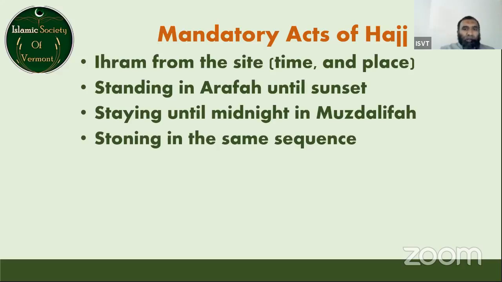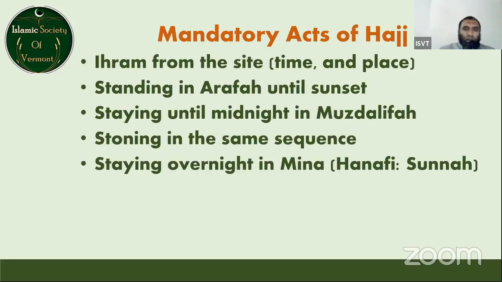The fourth is stoning, in the same sequence. We have mentioned that on the 11th, 12th and 13th of Dhul Hijjah, otherwise known as Ayyam al-Tashriq, you will have to do three stonings each day, starting with the Sughra, the small stoning site, going towards the medium stoning site, until the biggest, Jamrat al-Aqaba al-Kubra, the greatest stoning site, in the same sequence on the 11th, 12th and 13th. This is one of the mandatory acts of Hajj.